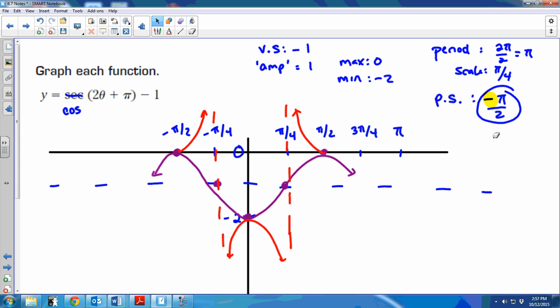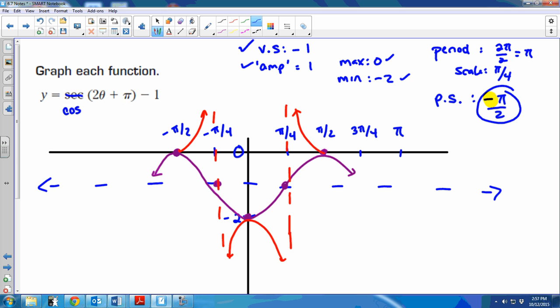Okay, that is what the function should look like. I understand if you're watching the video that it just randomly appeared because I paused it while I was working on it and while the class was working on it. So make sure that you have the following information. The vertical shift was -1, so draw in the midline. The amplitude, as we're calling it, is 1. So the maximum is -1 plus 1, which is 0, and the minimum is -2. So I indicated those on my graph.